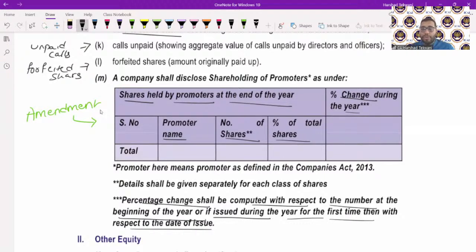So you need to calculate the change based on this information, like what was the number at the beginning or when first issued, then what is the closing balance as of today. Promoter means as defined under the Companies Act 2013. So details of promoters you are required to disclose separately: name, number of shares, percentage of shares, and change in percentage during the year. Clear? Any doubt till now for equity share capital?